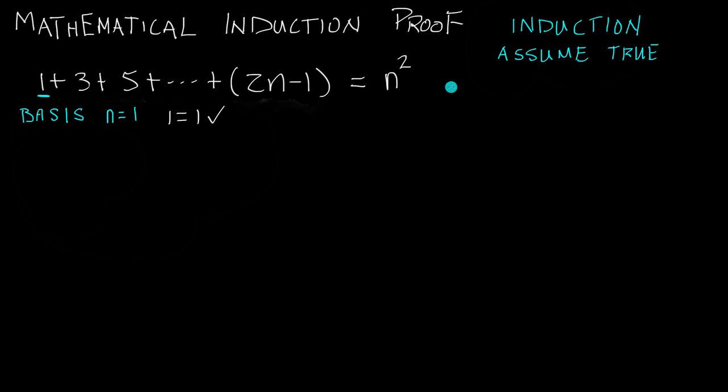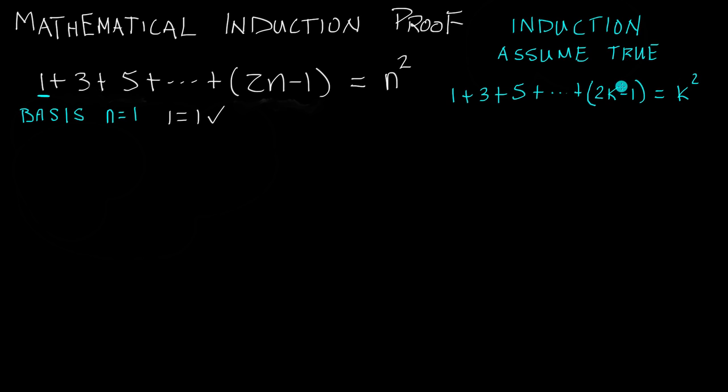And what exactly we're assuming true is that 1 plus 3 plus 5 plus all the way up to some number where n is equal to k, so that would be 2 times k minus 1, is equal to k squared. So what we're doing here with the induction step is basically rewriting the entire statement, but where there's an n, we're going to replace that with a k. So we have n here, we have k here, we have n squared on the right hand side, and we have k squared on the right hand side.